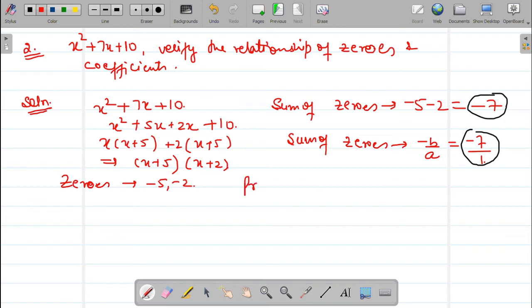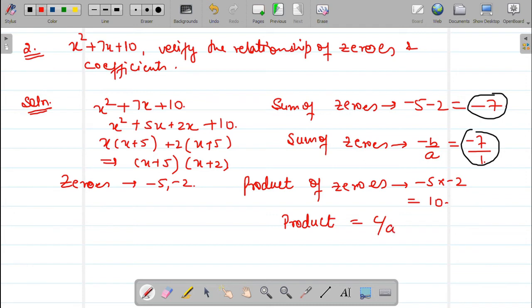Then I go to product of zeros. Product of zeros will be minus 5 multiplied by minus 2. That will be 10. Now according to the relationship, the product is equal to C upon A. That is, C is 10 upon A is 1, which is again equal to 10. So we can again see that this is the same.